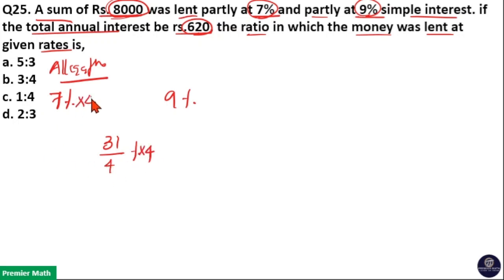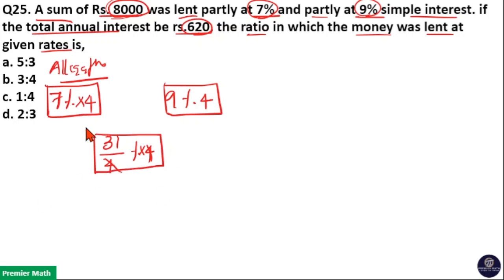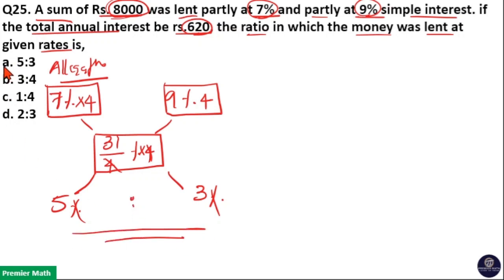Then I should multiply 7 and 9% with 4. Now this is 28%, this is 36% and this is 31%. Now take the difference between the left hand side and the middle, which is equal to 31 minus 28, 3%. And here if you take the difference between 31 and 36, 36 minus 31 is 5%. So 5% is to 3% means 5 is to 3 is your answer. So option A is your answer.